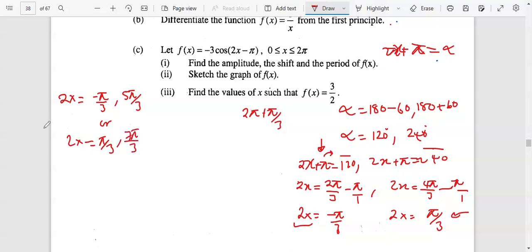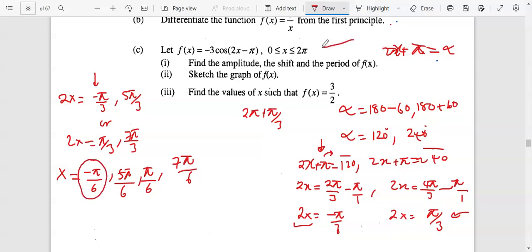To remain with x, divide everything by 2. So x is going to be, if you divide this by 2, negative pi over 6. Divide the other one by 2, that is going to be 5 pi over 6. Divide the other one by 2, that is going to be pi over 6. Divide the other one by 2, that is going to be 7 pi over 6. But notice that this value is negative. The range is supposed to be from 0 to positive 2 pi.